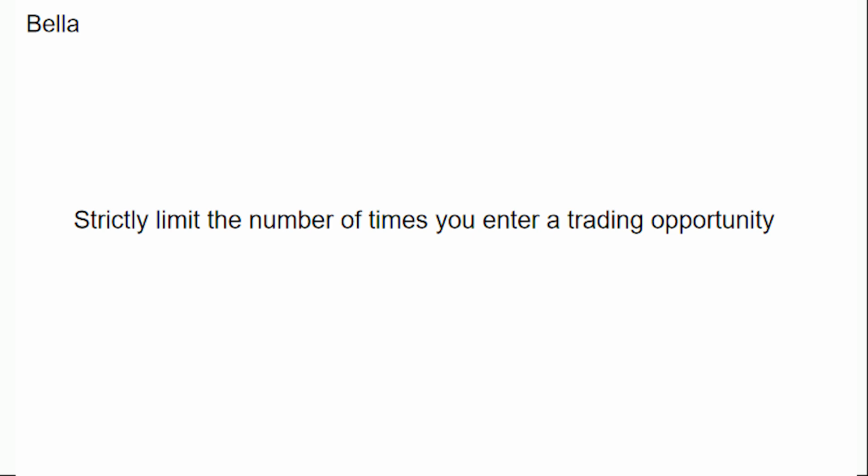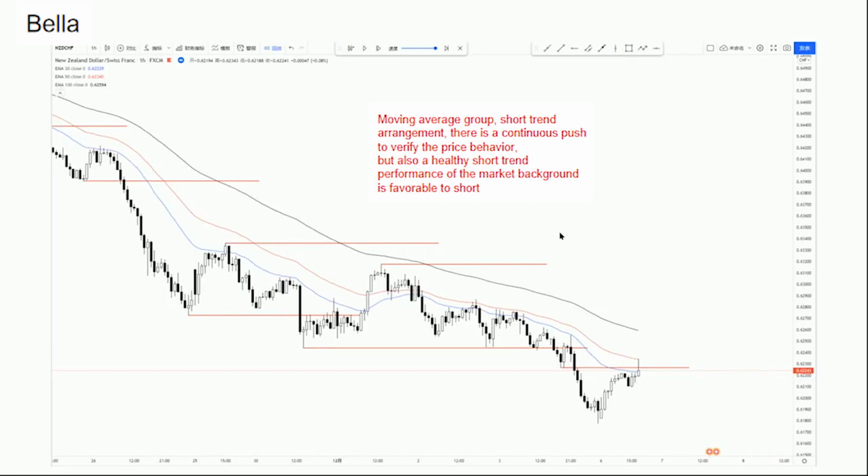Okay, so that's all we're going to talk about there, and then we're going to talk about how we can improve the profitability of this system, and now we're going to talk a little bit about some examples of the system that we've been using. To get a chart, we're going to look at the overall market background. The average group shows a short trend, and there's a continuous push to verify that the price behavior is also a healthy short trend and the market background is conducive to participation in short orders. Look again at the details and look for entry patterns and confirmation signals.